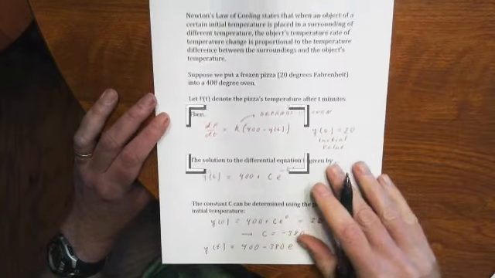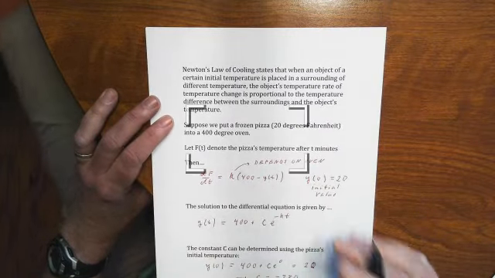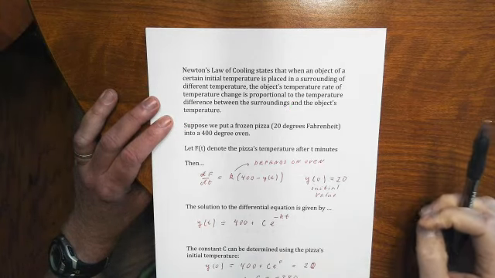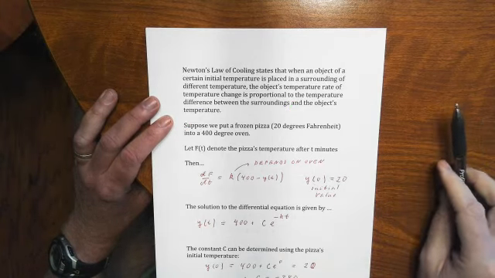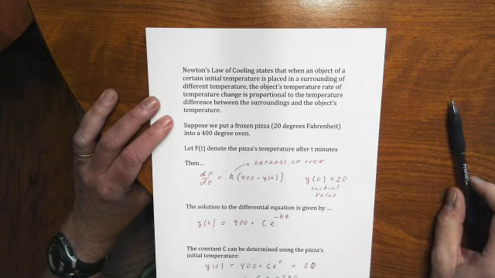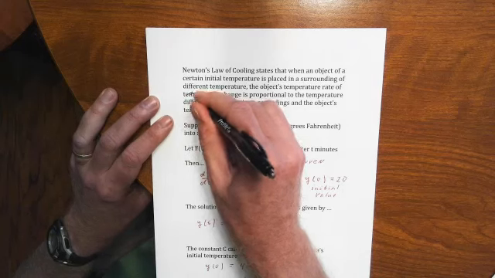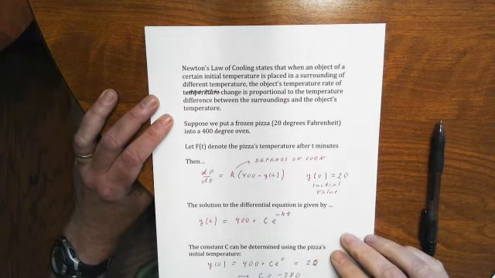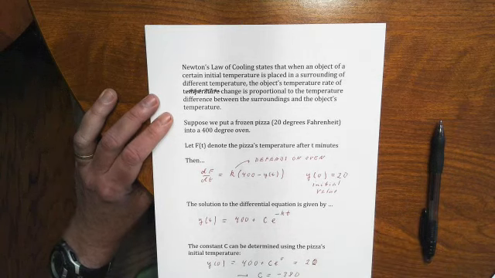Here's another example. It's known as Newton's law of cooling. Newton's law of cooling states that when an object of a certain temperature is placed in a surrounding of different temperature, the object's temperature rate of change is proportional to the temperature difference between the surroundings and the object's temperature. And this is really restating the obvious.